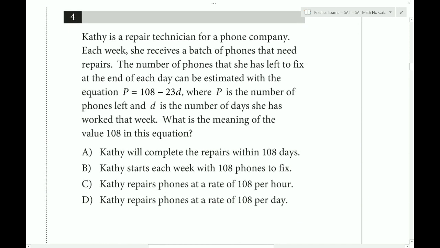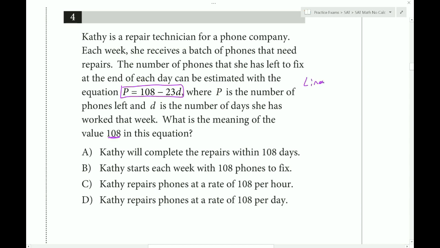Question 4. Kathy is a repair technician for a phone company. Each week she receives a batch of phones that need repairs. The number of phones that she has left to fix at the end of each day can be estimated with this equation. P is the number of phones, d is the number of days she has worked that week. What is the meaning of the 108 in this equation?